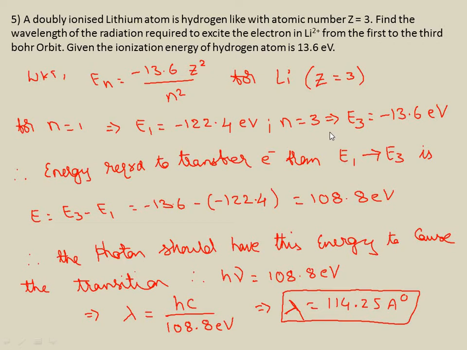So for n equal to 3, E3 equal to minus 13.6, substitution of the value, electron volt. Now the difference of these two, because we have to excite the electron from first to third, right? So the energy required to transfer the electron from E1 to E3, which is nothing but the difference of these two energy levels, I can get 108.8 electron volt. This is the energy. Remember, we have to find the wavelength of the radiation required to excite this.